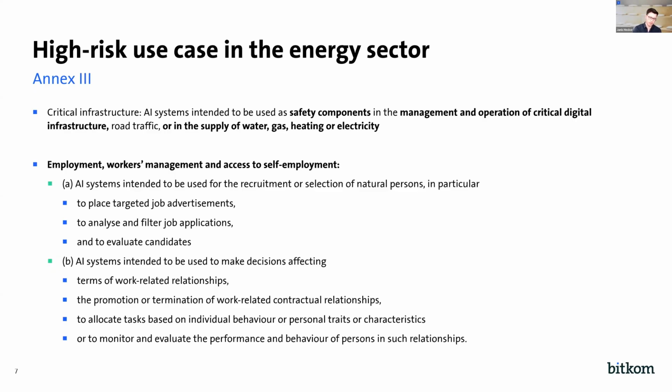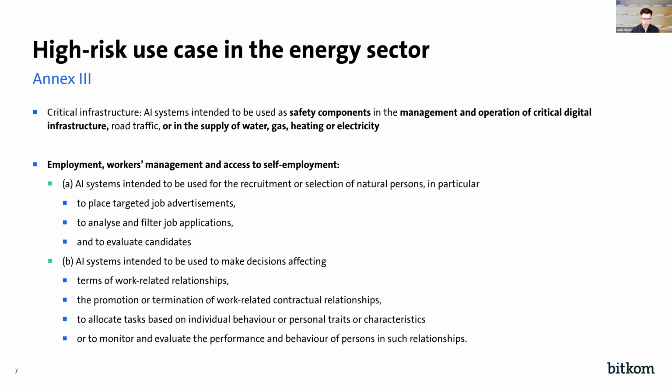And then there's the second sub category, which is AI systems intended to be used to make decisions affecting terms of work-related relationships, the promotion or termination of work-related contractual relationships, to allocate tasks based on individual behavior or personal traits or characteristics, and to monitor and evaluate the performance and behavior of persons in such relationships. So this is basically all the specific use case or sub-use case areas that are usually considered high risk.